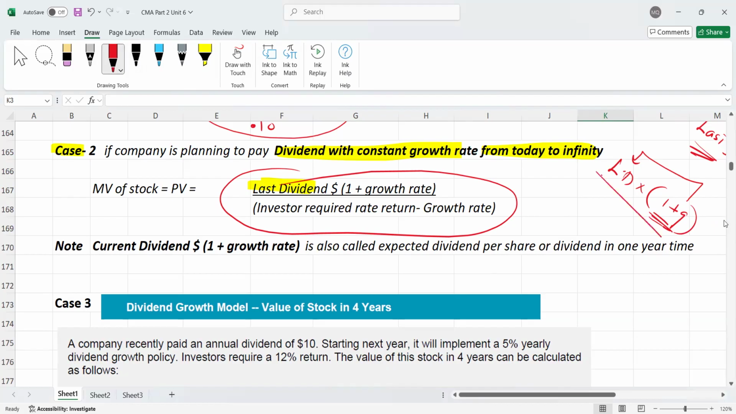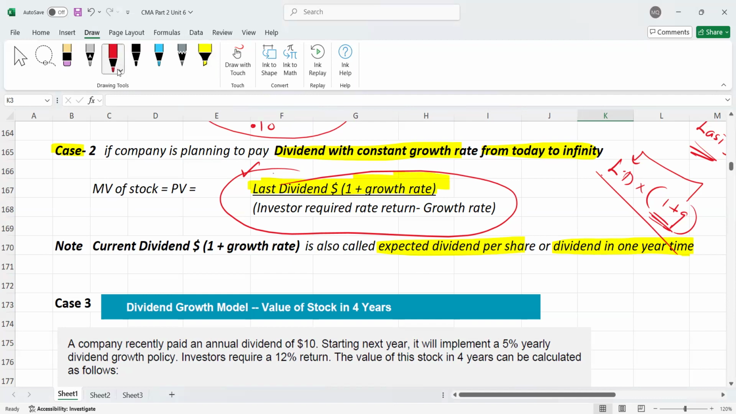Last year dividend times 1 plus growth. So this is the numerator. Please remember, this numerator is also called expected dividend per share, or dividend in 1 year time. If in an exam question they tell you the dividend in 1 year time, then you will not do this.